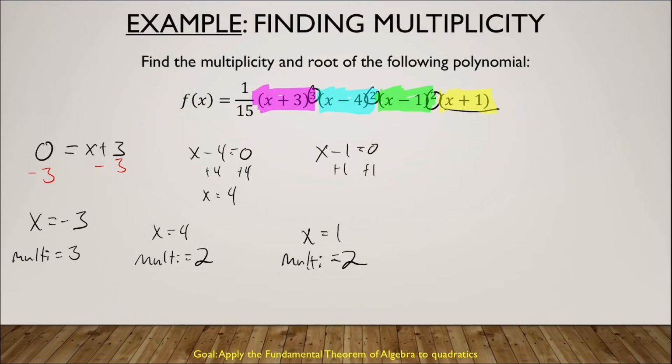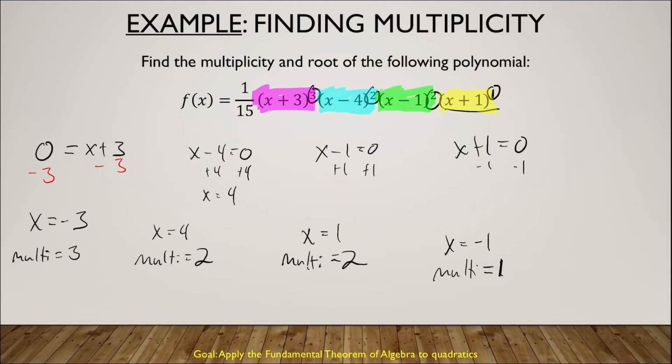Next, let's do the shallow one. x + 1 = 0. I subtract 1. Remember, I'm doing this right now where I'm setting each of these equal to 0, so I'm using the zero product property to see where my x-intercepts are, or where my roots are. x = -1. Multiplicity of, wait, hold up, there's no exponent up here. If there's no exponent, it's just a 1 exponent. Okay? Okay, perfect.